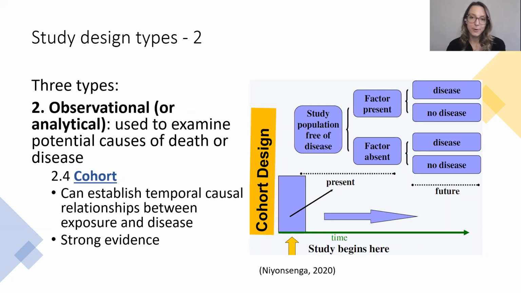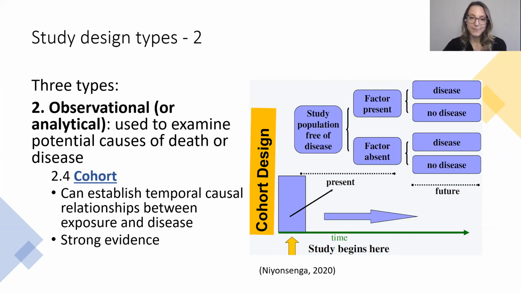In a cohort design, you take a population and you follow them into the future. You often have to wait many years, sometimes decades, for them to actually develop the disease. And then you take a look at why the people that got the disease got it, what kind of factors or exposures they might have had compared to those that did not get the disease.